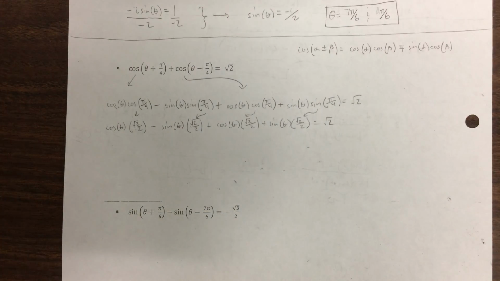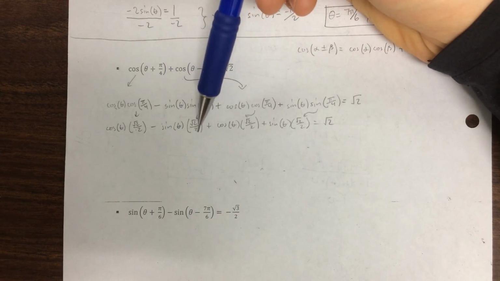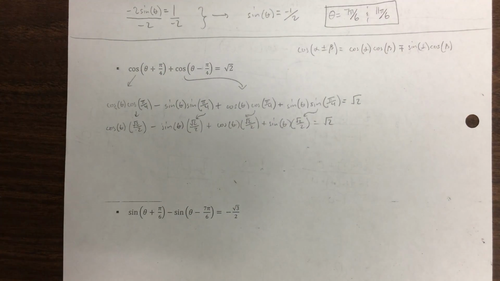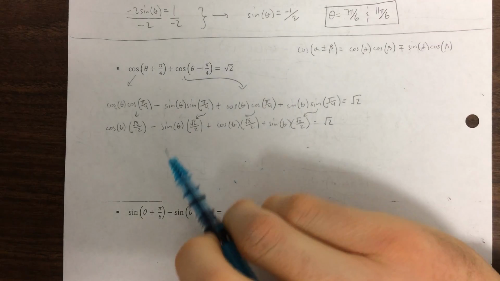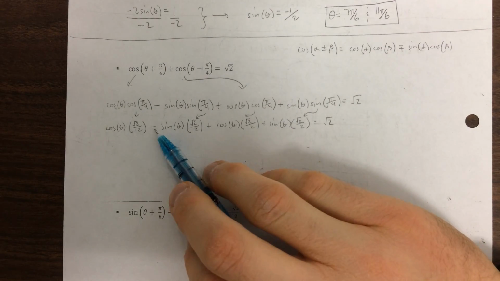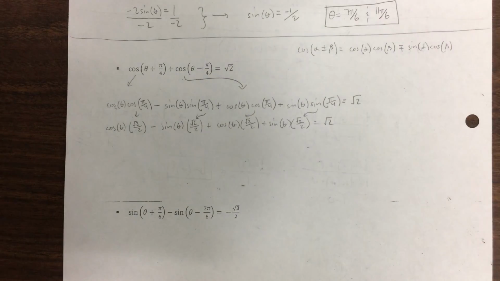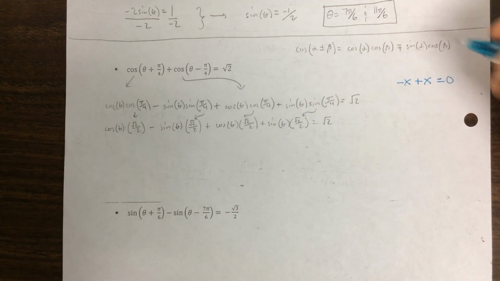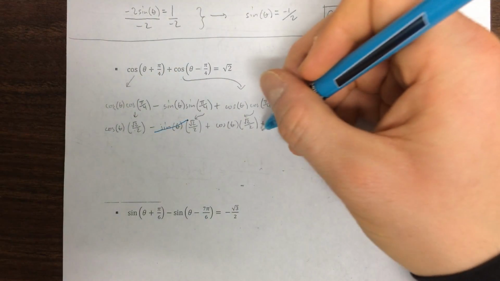Now hopefully we can notice from here we have a negative sine theta square root of 2 over 2, positive sine theta square root of 2 over 2. These are going to go away. We have the same thing twice, but here it's negative and there it's positive. So a similar thing like negative x plus x, that's just 0, it goes away. So these terms will go away.